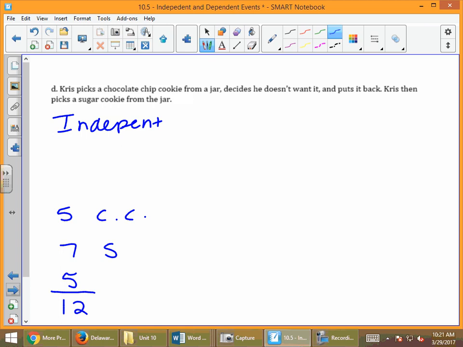No. So the probability doesn't change for a sugar cookie because on the first choice there was a 7 out of 12 chance that he can pick a sugar cookie. He put the cookie back in the container, so on his second choice there's still a 7 out of 12 chance he gets a sugar cookie. The probability doesn't change for either type of cookie. We're talking about between the first choice and second choice. So it would be independent. Nothing changed from the first to the second.